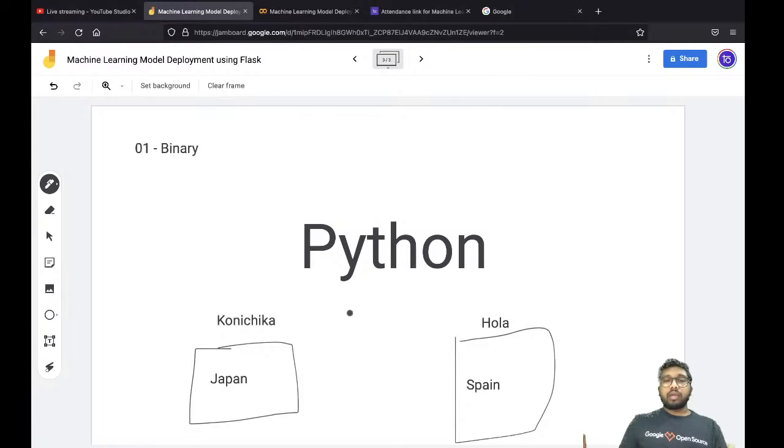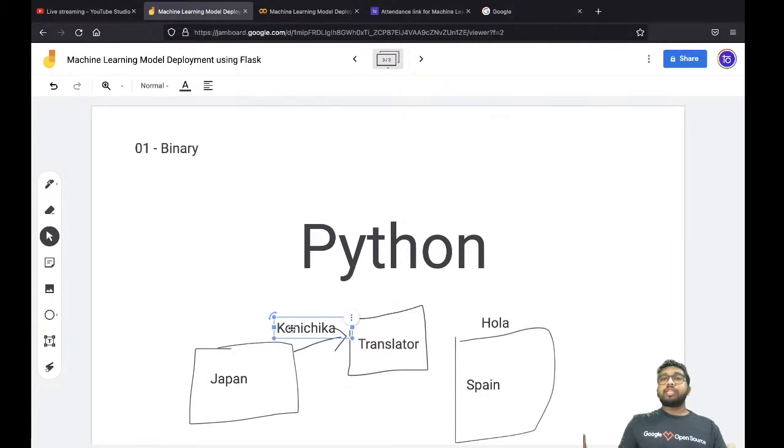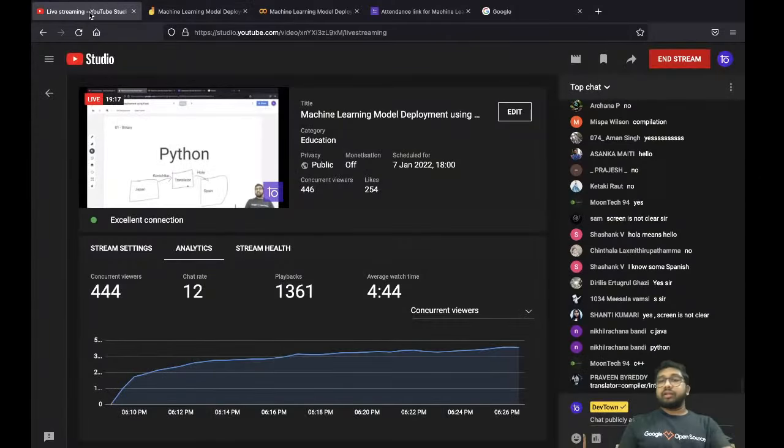Now, how about if I put a third person in between? The name of this person is translator. That means this translator not only knows Japanese, but also knows Spanish. Now, how is the process going to go? The Japanese person will give some word to the translator. Suppose this Japanese person says, hey, konnichiwa. This word goes to the translator, who translates it and sends it in the Spanish word, say, hola. So now, don't you think it will be a very easy process for both of them to communicate with each other when the translator has come in?